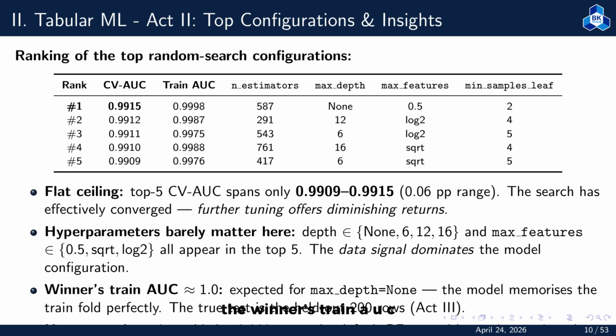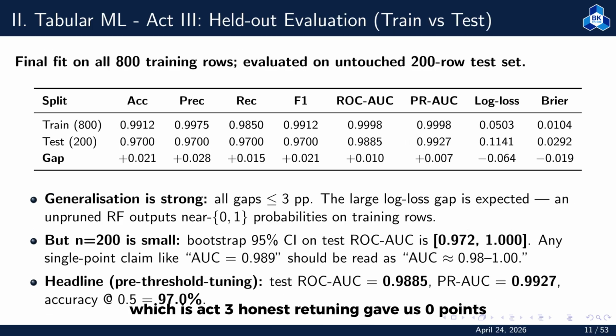The winner's train AUC is essentially 1.0. Expected with max depth none, the model memorizes the training fold. The true test is the held-out 200 rows, which is Act 3. Honest rate tuning gave us 0.0004 over the default. Real but unimpressive. We refit the winning configuration on the full 800-row training set and evaluated on the untouched 200-row test set. All generalization gaps are within 3 percentage points.